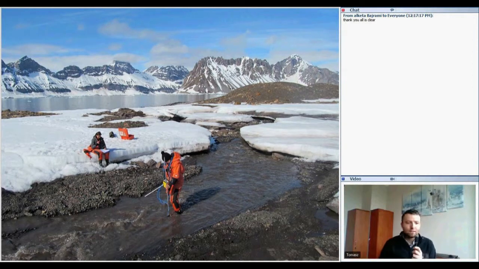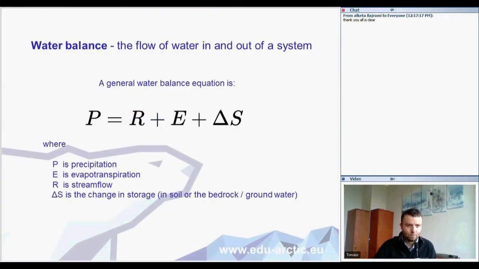And for that, hydrologists conduct measurements. And these measurements are for one reason, to obtain water balance. And water balance is the flow of water in and out of a system. And a system is a catchment, so the area from which water flows out.